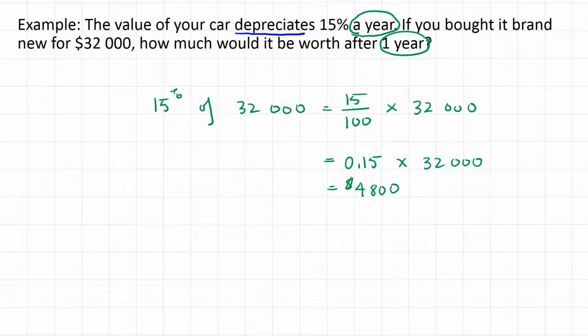So what is it worth after 1 year? Well, originally it was worth $32,000. After a year, we have to subtract the amount it depreciates, and we have the value after 1 year is $27,200.